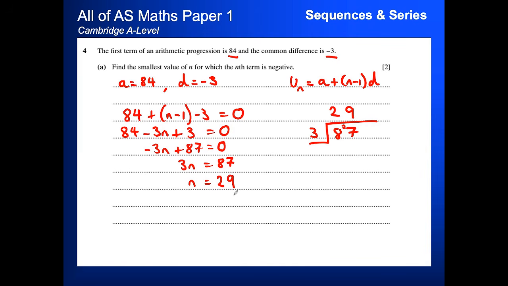This is where we have to be very careful, because the 29th term is equal to 0, but we want to work out the next value such that the nth term is negative. So our actual answer here is that we actually want n to be 30, because that will be the smallest negative number, minus 3. So imagine you've got your sequence, 6, 3, 0, minus 3. This was the 29th term, and this is the 30th term, the smallest negative that is possible. So just be a little bit careful with those kinds of questions.